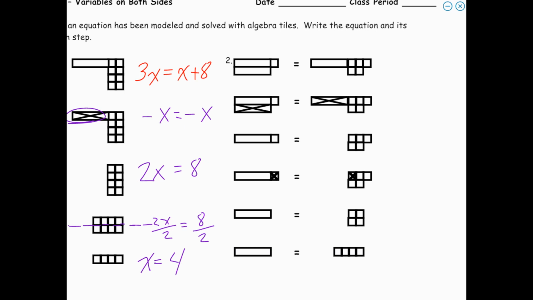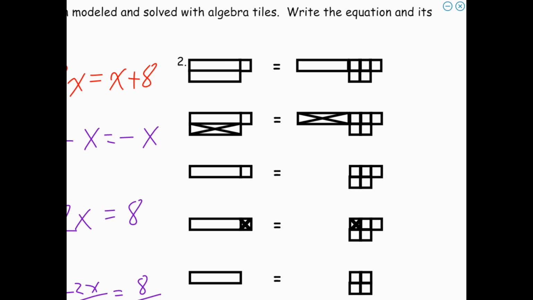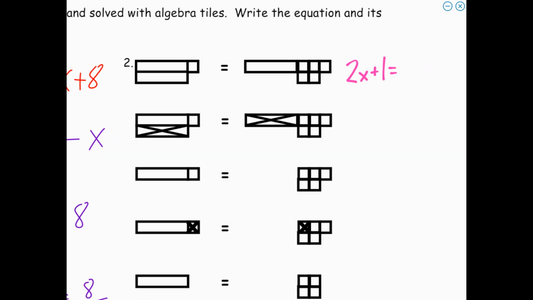So on this side right here, what is the top equation that I have there? What is the top one representing? 2x plus 1 equals 2x plus 1. What's on the other side? X plus 5?